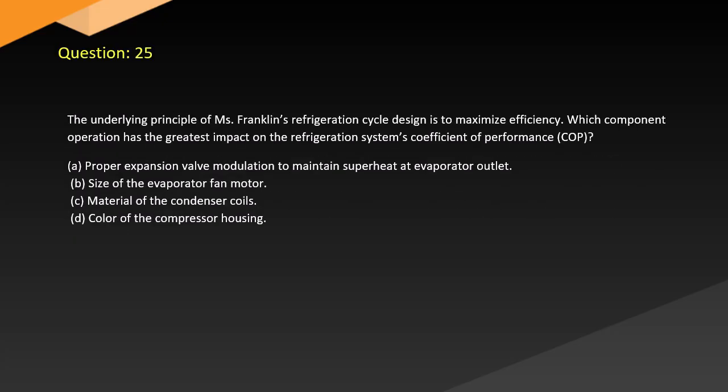Question 25. The underlying principle of Franken's refrigeration cycle design is to maximize efficiency. Which component operation has the greatest impact on the refrigeration system's coefficient of performance, COP? A. Proper expansion valve modulation to maintain superheat at evaporator outlet. B. Size of the evaporator fan motor. C. Material of the condenser coils. D. Color of the compressor housing.